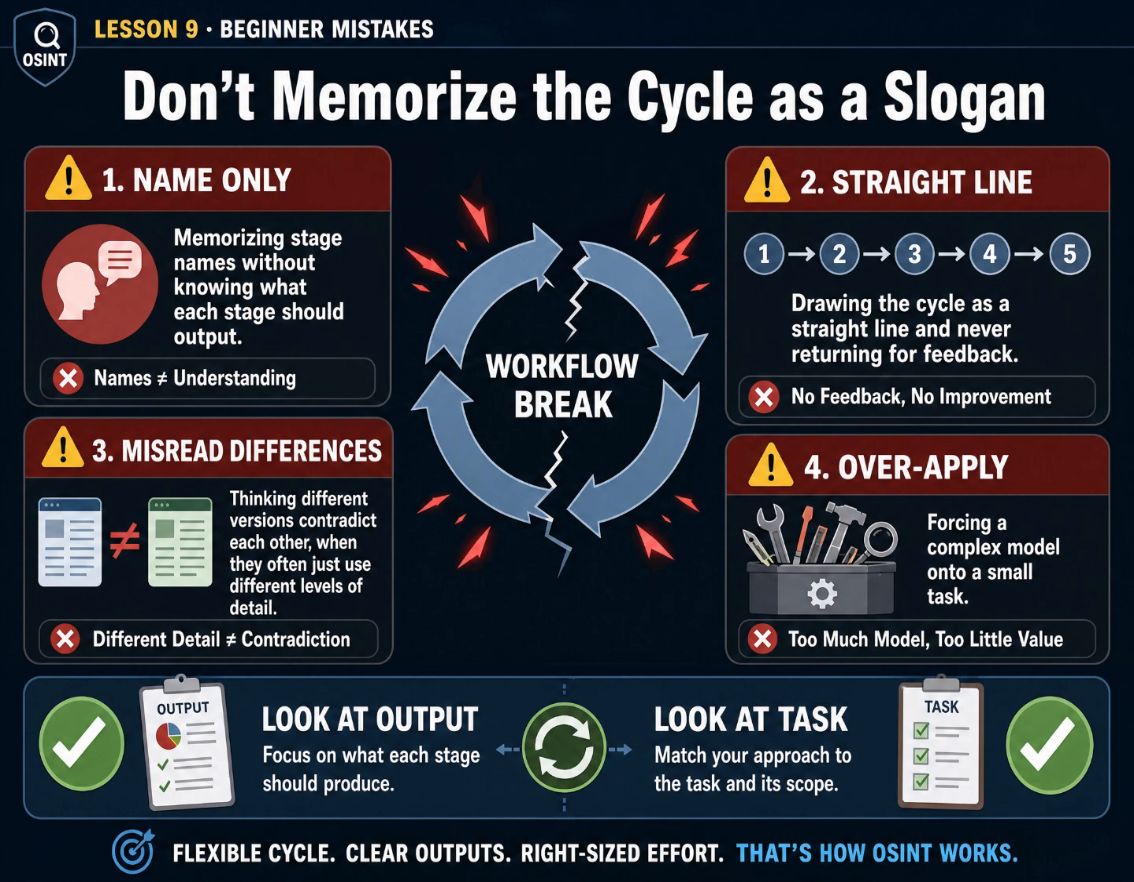There is also confusion when learners see different versions. They may think the versions contradict each other. Most of the time, they do not. They simply split the work at different levels of detail. And one more practical warning: do not force a heavy model onto a tiny task. If you are verifying one screenshot, a massive workflow may slow you down instead of improving the result.